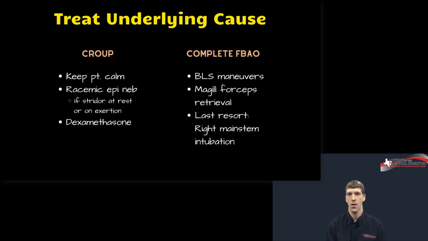Younger children, that's going to be our back blows and chest thrusts, or the Heimlich maneuver in older children. Next, if we need to, we're going to start visualizing that airway and trying to retrieve any object or food that we can with McGill forceps. Next, we're going to move on as we need to attempt an intubation, and if we need to, force that object or food down the right mainstem. That way we can ventilate on the left lung.